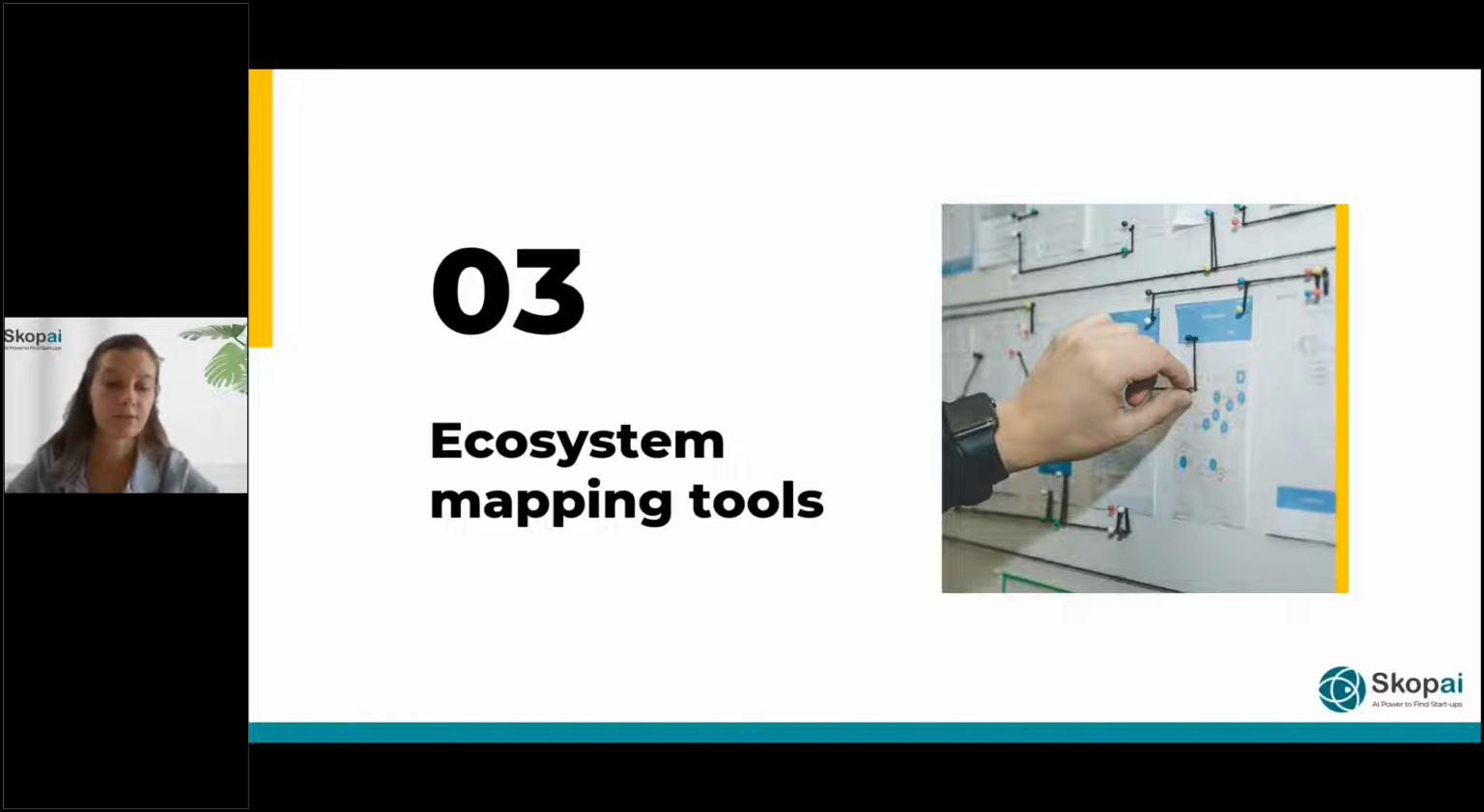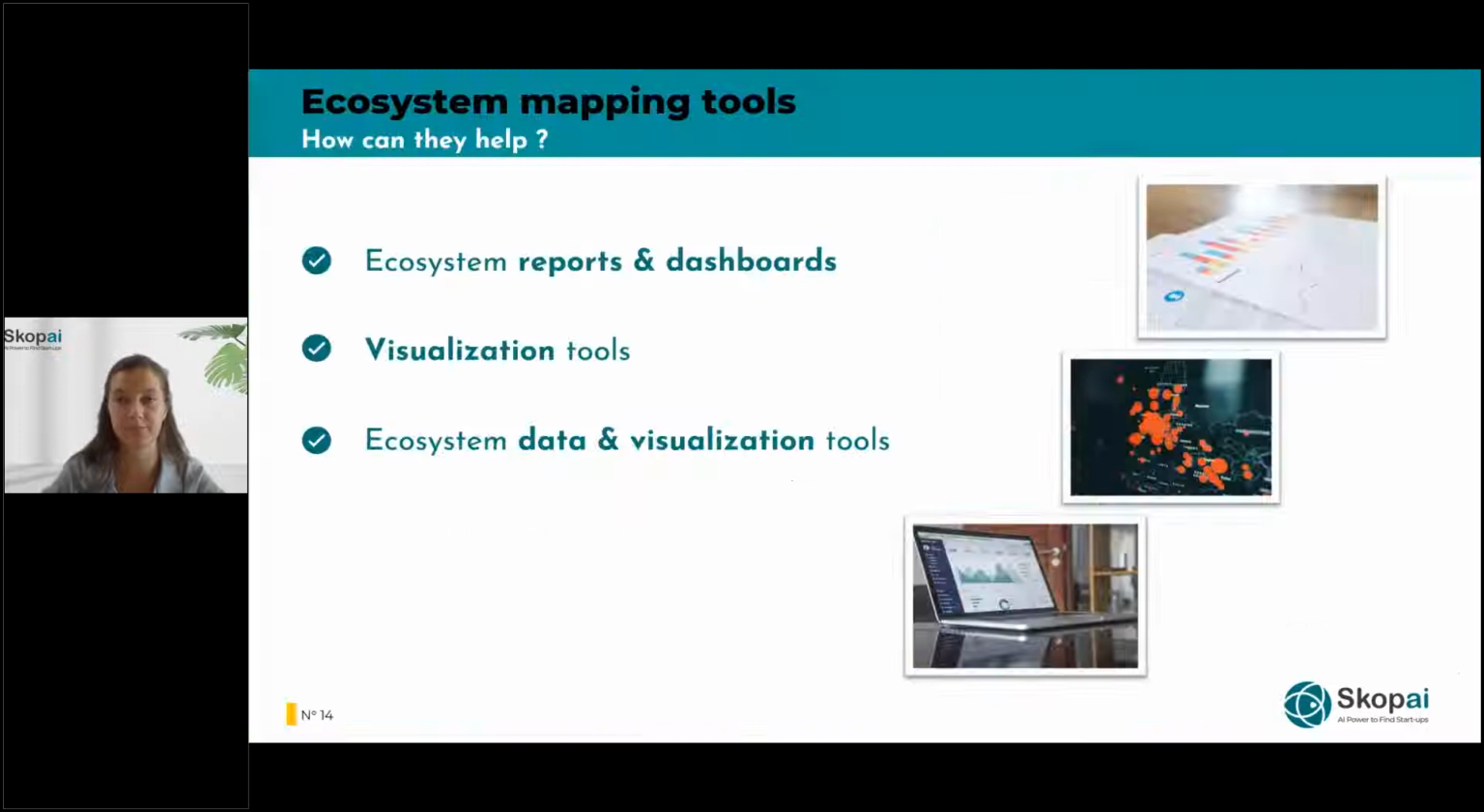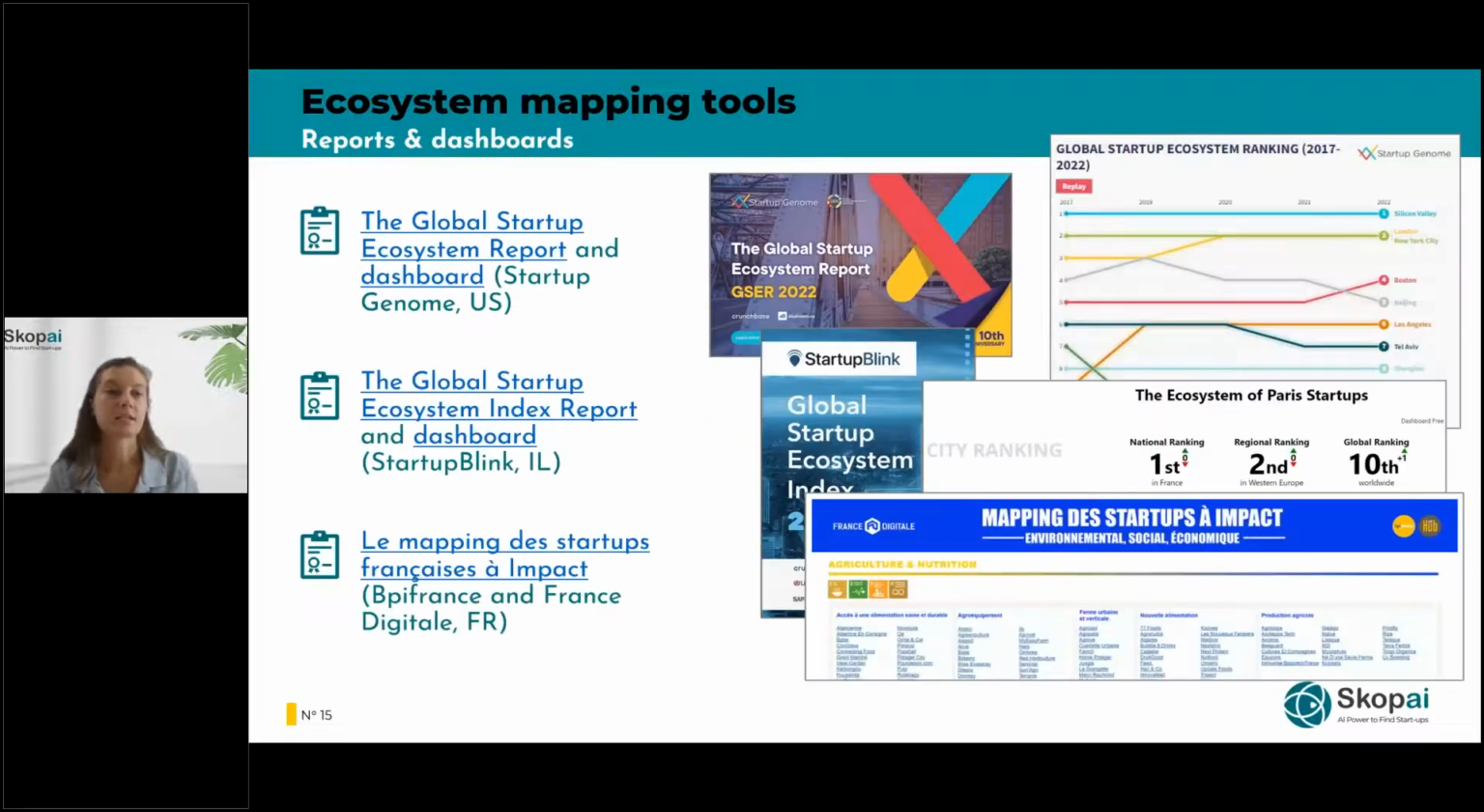Now, having defined the concept of startup ecosystem, we can move to the different ecosystem mapping tools and how they can help to better understand the ecosystem. The different mapping tools can be divided into three broad groups. The first one includes ecosystem report and dashboards. The second group includes the different visualization tools. And the third group are the ecosystem data and visualization tools. Let's start with the first one.